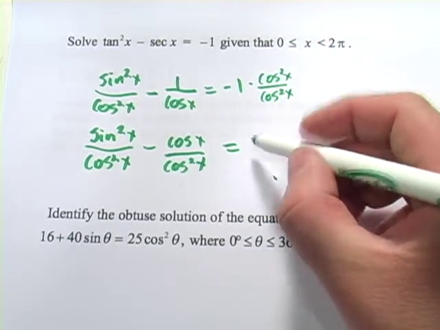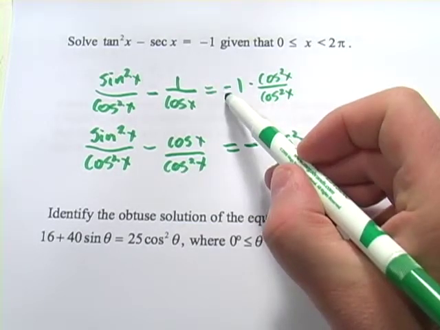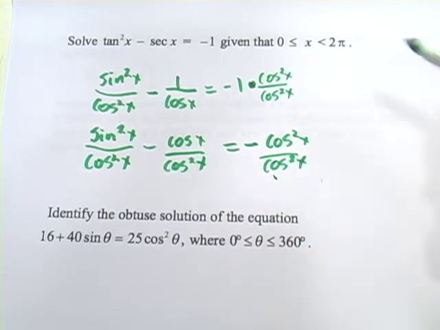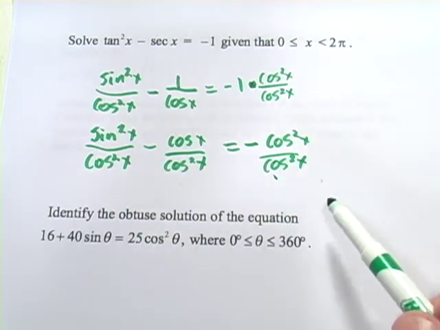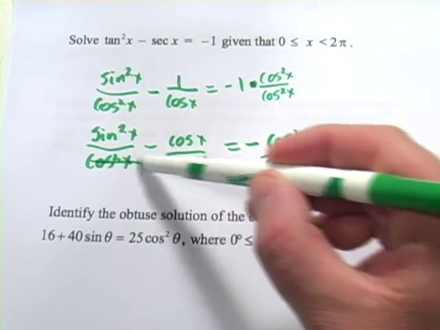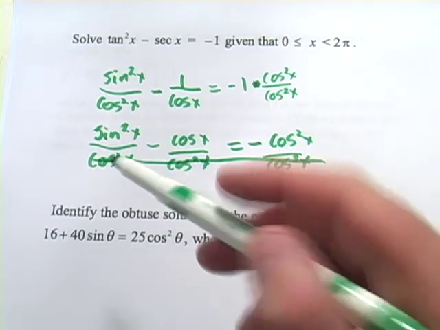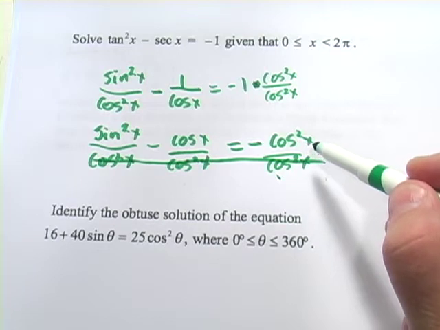So let's do that. So we'd end up with a negative cosine squared x, because I multiplied a negative 1 times that, over cosine squared x. Now, I can multiply both sides by cosine squared x and essentially get rid of the denominator there. And I've got sine squared x minus cosine x equals a negative cosine squared x.